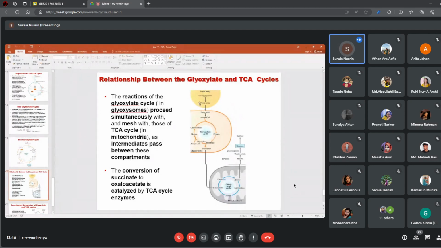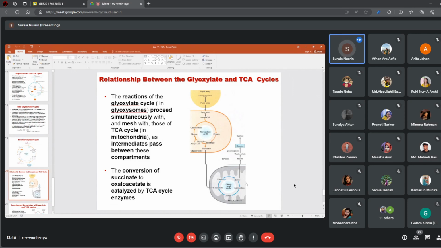So here we are seeing that fatty acids are catabolized into acetyl CoA, which enters the glyoxylate cycle, and we get succinate, and that happens in the glyoxysome. Then succinate goes to the mitochondria and enters the TCA cycle, because we already know succinate is one of the intermediates. Okay, now what is the purpose of this?